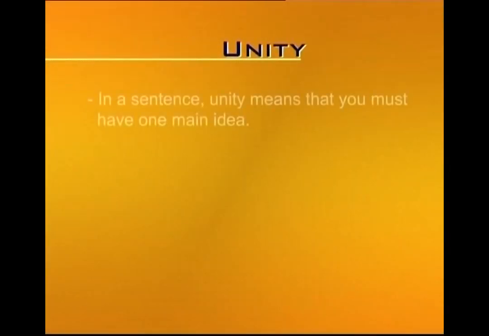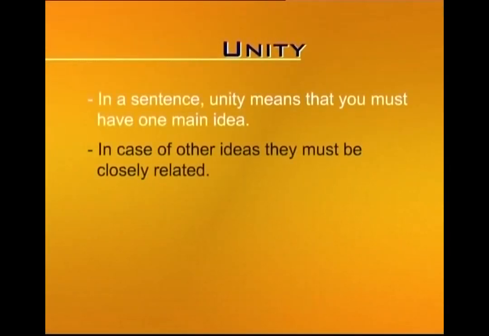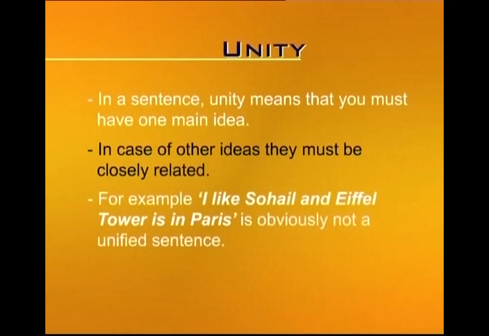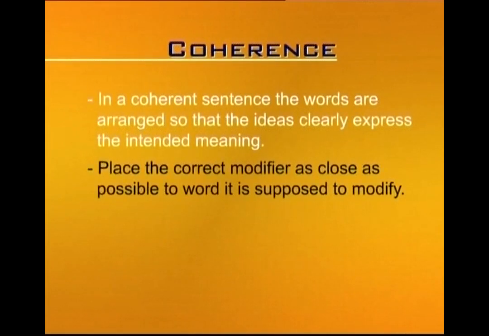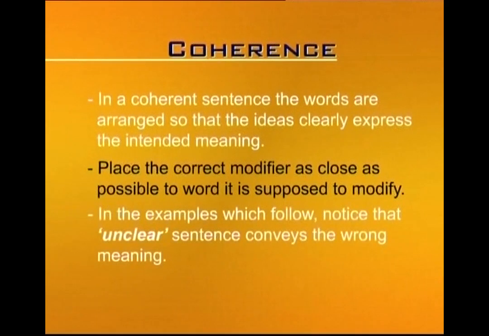In a sentence, unity means that you must have one main idea. In case of other ideas, they must be closely related. For example, I like Sohail and Eiffel Tower is in Paris is obviously not a unified sentence. In a coherent sentence, the words are arranged so that the ideas clearly express the intended meaning.